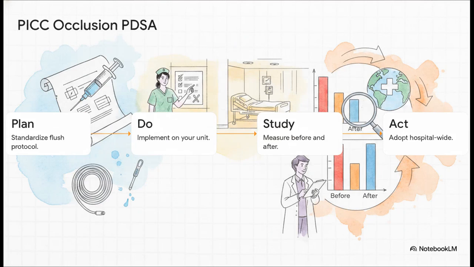And this brilliantly illustrates how we apply this to a concrete clinical example. Let's say your unit is dealing with high PICC occlusion rates. Step 1, plan. You hypothesize that standardizing the flushing protocol will help. Step 2, do. You implement this change on your unit. Step 3, study. You measure the occlusion rates before the intervention and compare them to the rates after.